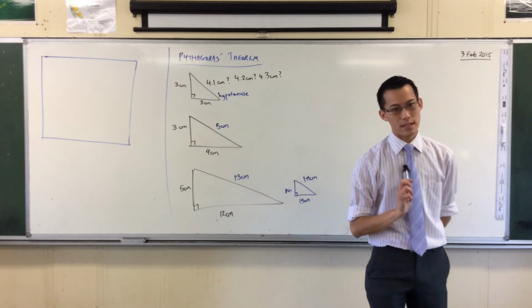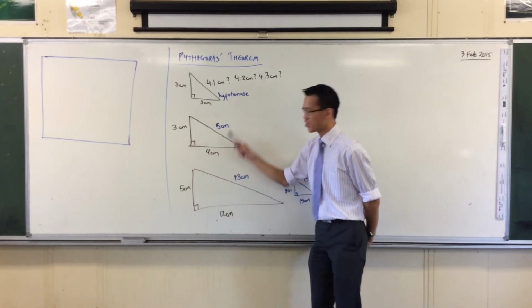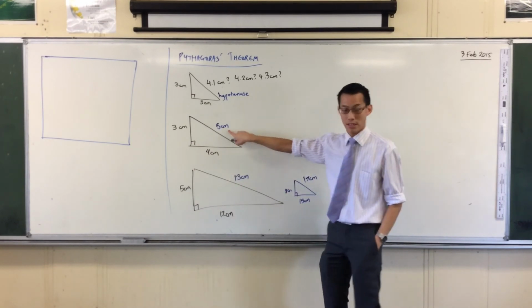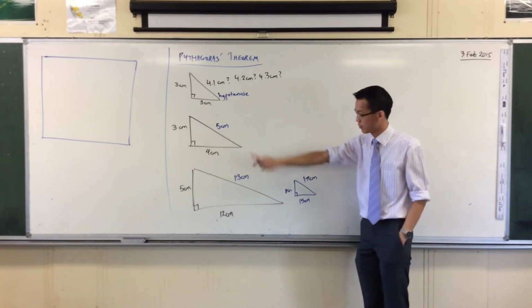Here's what I want to try and understand. This length over here. I see that there's a relationship going on. I can't tell you exactly how many centimeters. You might notice, the hypotenuse is always the longest. 5 is the longest side of this triangle. 3 centimeters, 13 is the longest.